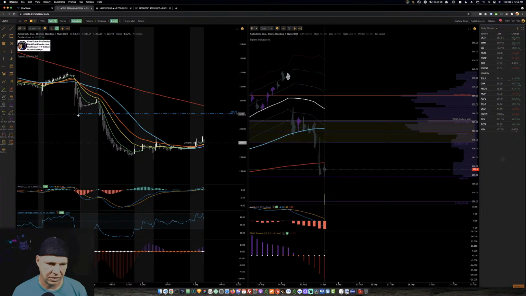Got to keep an eye on that 300 level, which is previous lows, but that's a $10 move. If we were to take out Friday's high, right, 293.10, then I definitely look to go long. So from 293 to 300, there's a $7 move. Definitely opportunity to make a little bit of money there.